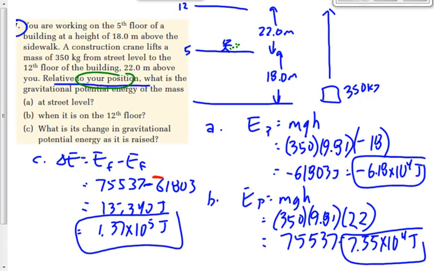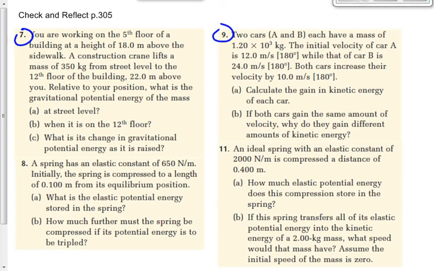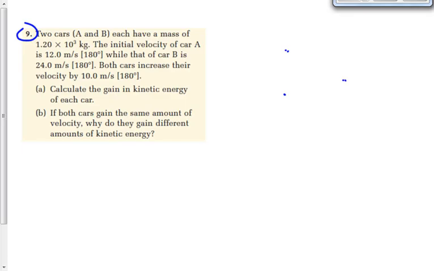All right, the other question we had was number 9. This one says, two cars A and B each have a mass of 1,200 kilograms. Car A is 12 meters per second, 180 degrees is this way. Car B is 24 meters per second, also this way. They both increase their velocity by 10 meters per second. What's their gain in kinetic energy? And if both cars gain the same amount of velocity, why do they gain different amounts of kinetic energy? That's a good question.